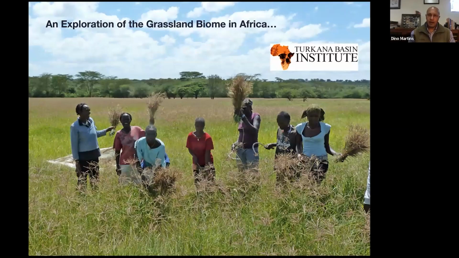Here is one of my favorite places in the world. This is up in northern Kenya. And here are some of the amazing people that are part of this landscape. This is a women's group in northern Kenya. And you can see what they're holding up, what they've just harvested, are some of these grasses. This in particular is Abyssinian Rhodes grass.